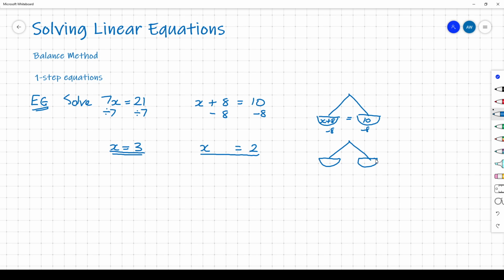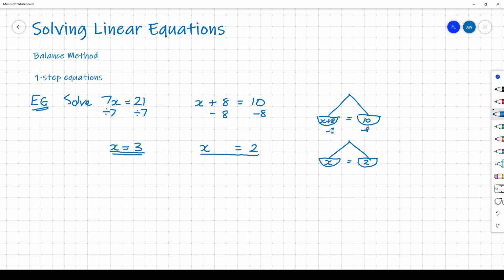And then that is when we get our situation whereby when we take 8 from there, we're left with x, and we take 8 out of there and we're left with 2. And we can see that the weight of x is 2 in my weighing scale illustration. Okay, so this is where the term balance method comes from.